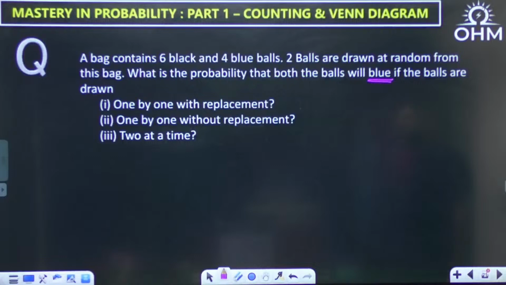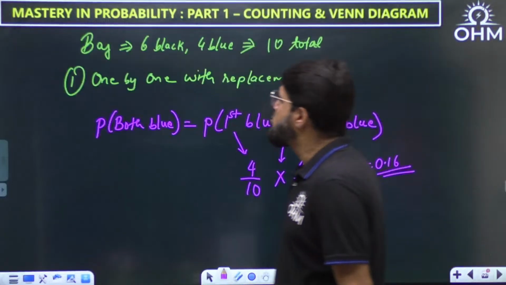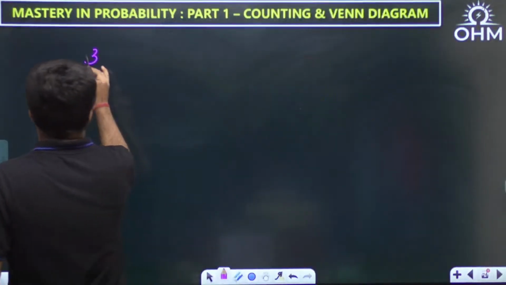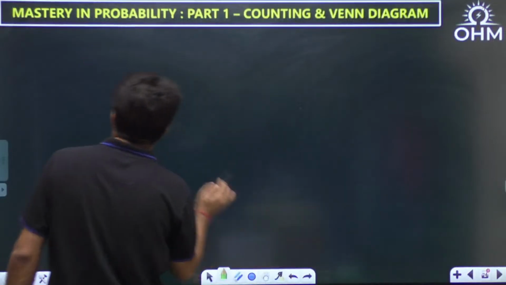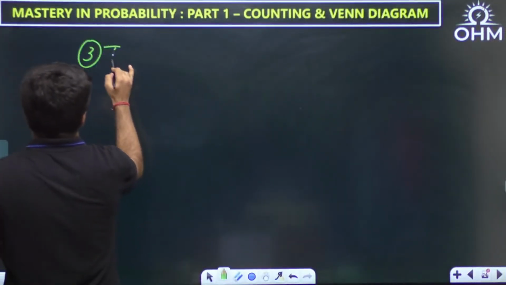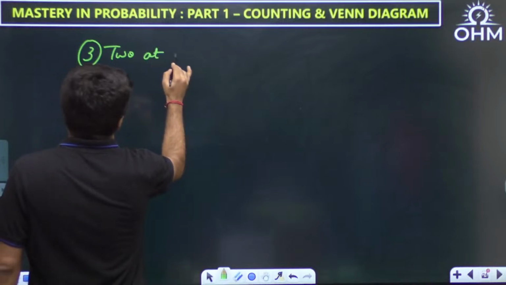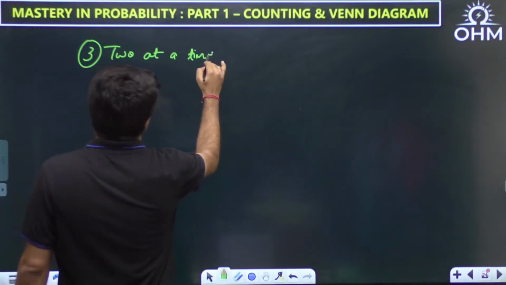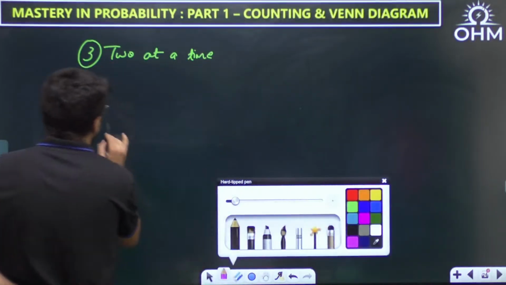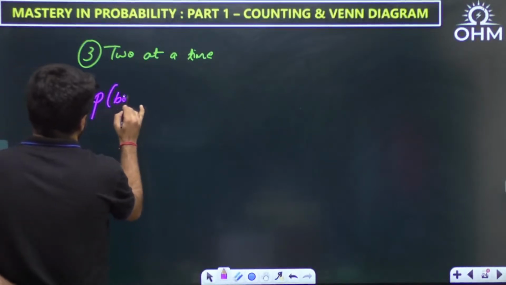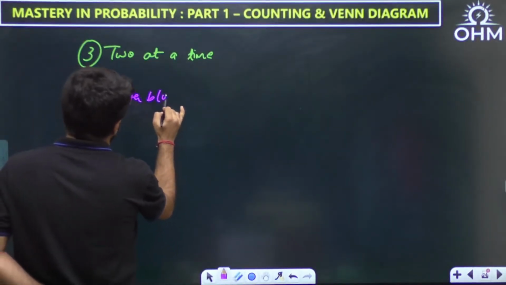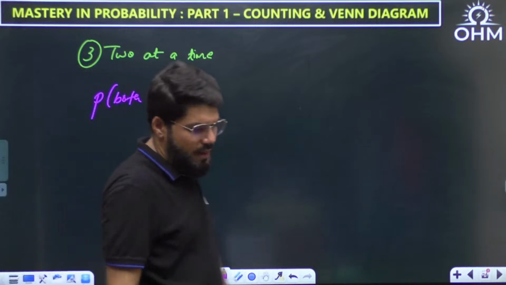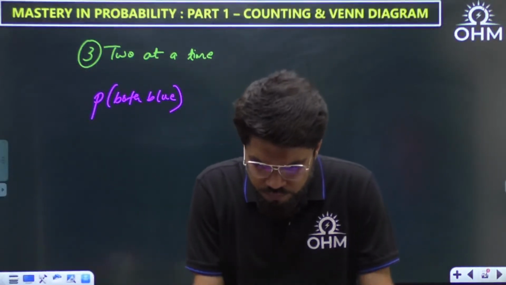Now the third case is 2 at a time. So how do we solve this 2 at a time? The third case is when you draw the balls not 1 by 1. 1 by 1 is over. You draw 2 at a time, and you want the probability that both should be blue.